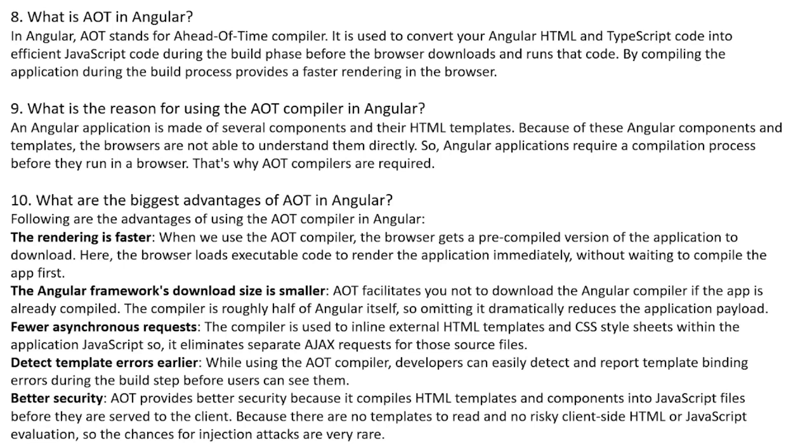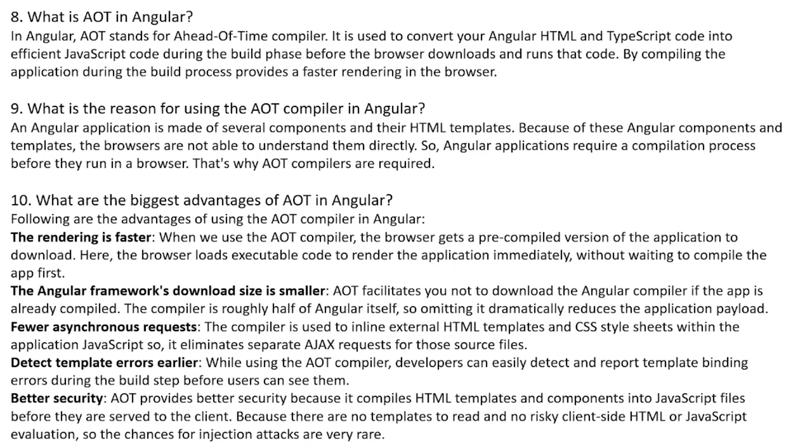Answer. Following are the advantages of using the AOT compiler in Angular. The rendering is faster. When we use the AOT compiler, the browser gets a precompiled version of the application to download. Here, the browser loads executable code to render the application immediately, without waiting to compile the app first. The Angular framework's download size is smaller. AOT facilitates you not to download the Angular compiler if the app is already compiled. The compiler is roughly half of Angular itself, so omitting it dramatically reduces the application payload.